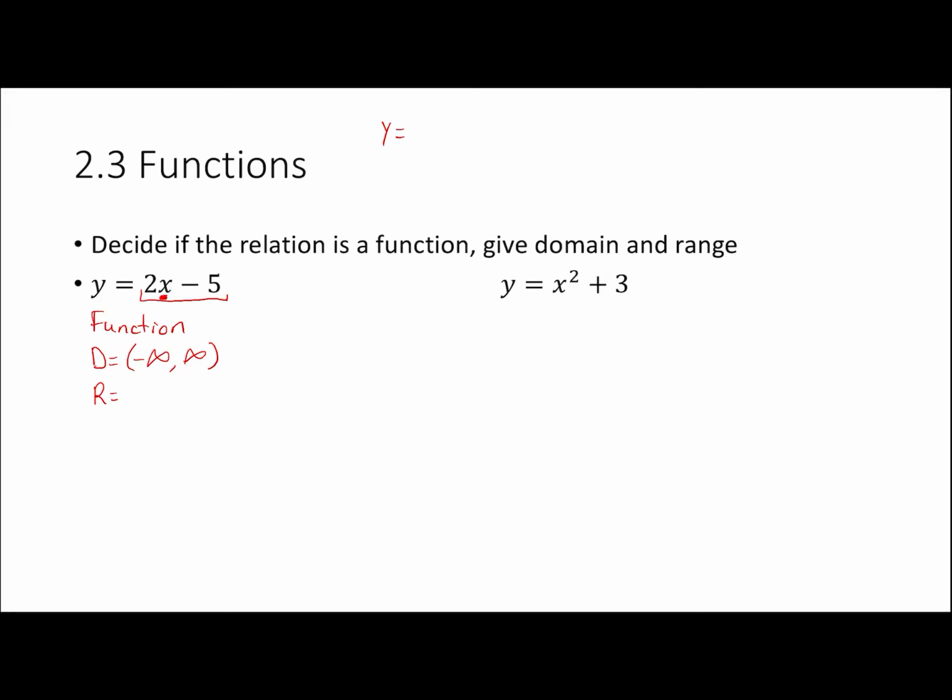Or if you wanted y to be a positive number, 10,000, well, sure, if you put in the right number for x, multiply it by 2, and subtract 5, you can get 10,000. Or you can get negative 10,000 or negative 10 million, or pick your number. And what you see is that the range value also could be all real numbers. Now, that's not always the case with every one of these, but it is the case here. And so those are the three things I'm looking for: function or not, domain, and range.